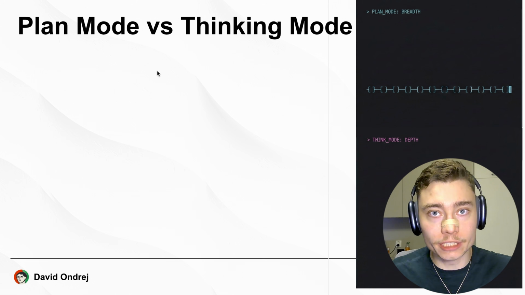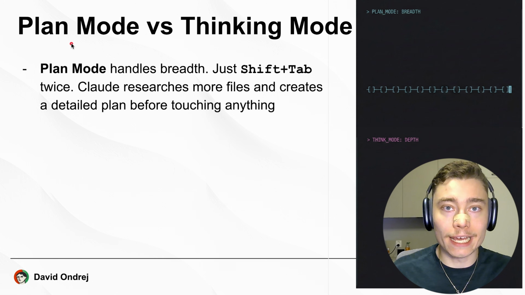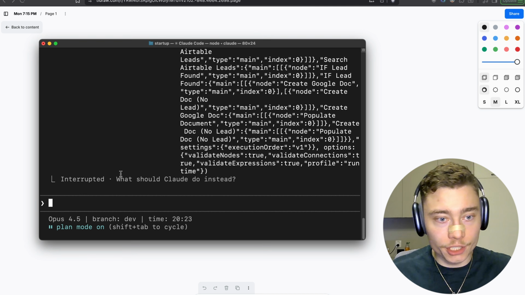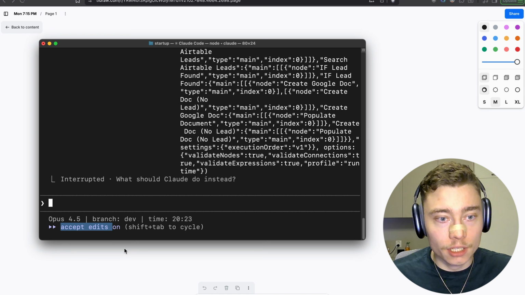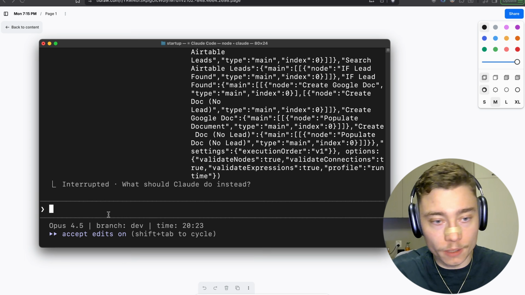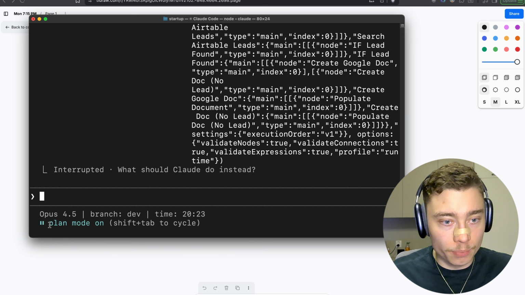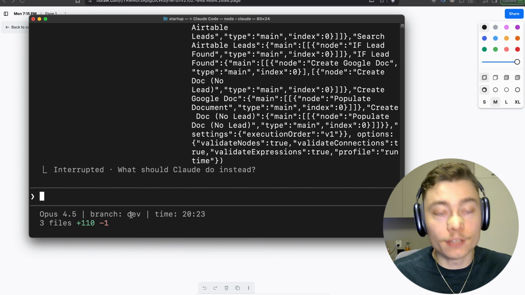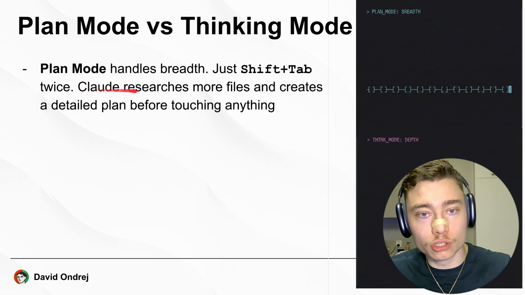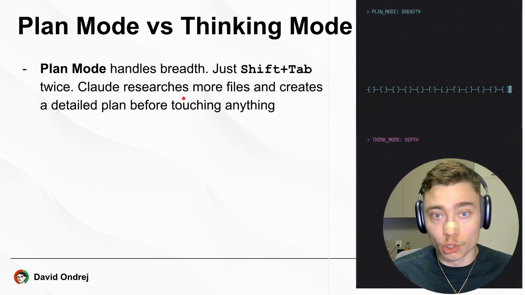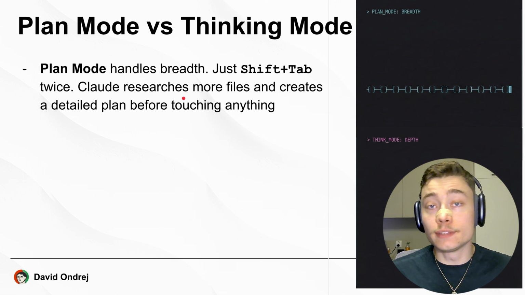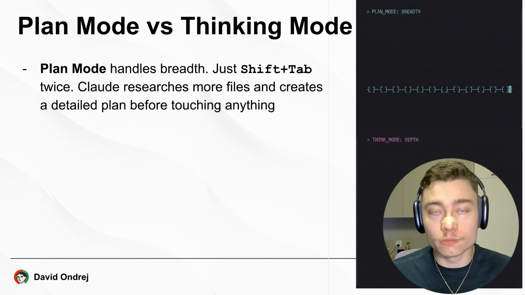Another thing that Anthropic teaches is the difference between the plan mode and the thinking mode. The plan mode handles breadth. With Shift Tab, you can toggle between different modes. For example, here we can do Shift Tab, and you can see that we're in the auto accept mode, the purple one, or I can do Shift Tab to go into the plan mode, or the default one, right? When you switch to plan mode, Claude Code researches more files, puts more effort into reasoning and planning, and doesn't touch anything. It doesn't do any code changes, it just plans.